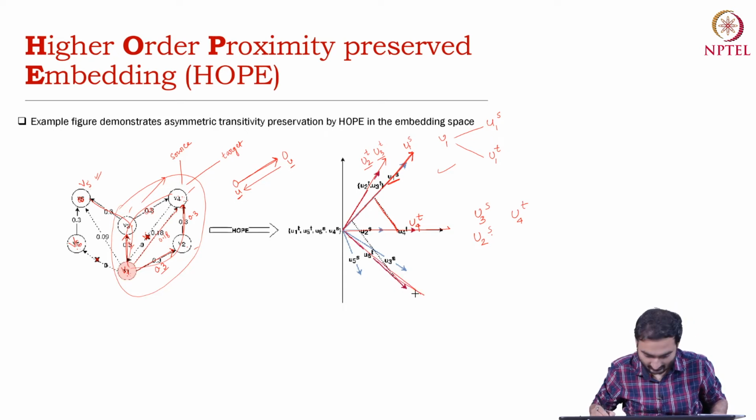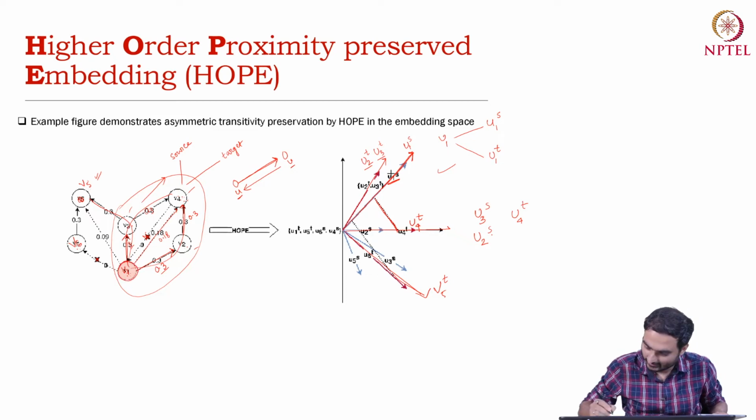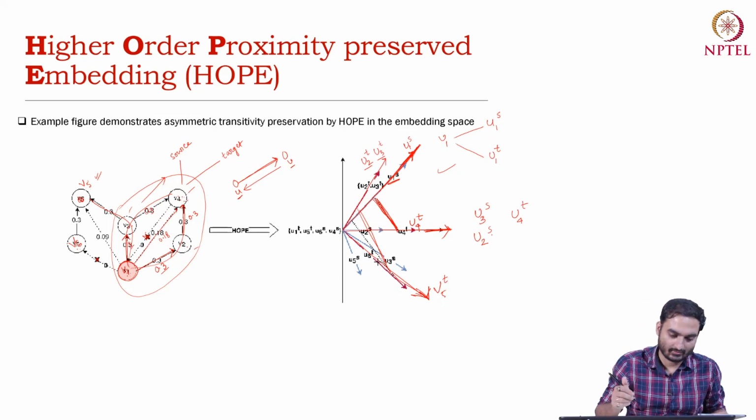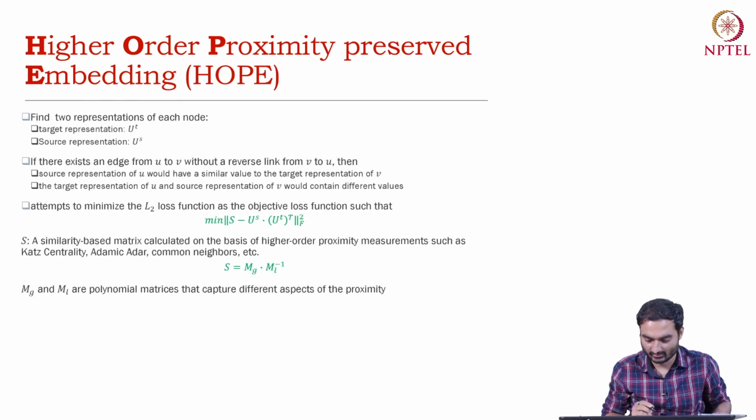This is V5's target embedding. So if you look at V1's source embedding, this one, and this is V5's target embedding, and this is V4's target embedding, you see that this is closer than this one. So the bottom line story is that if there are lots of such shortest paths between two nodes U and V, although U and V are not directly connected, they should be close in the embedding space. Okay. So this is the story. Now let us look at the formulation.